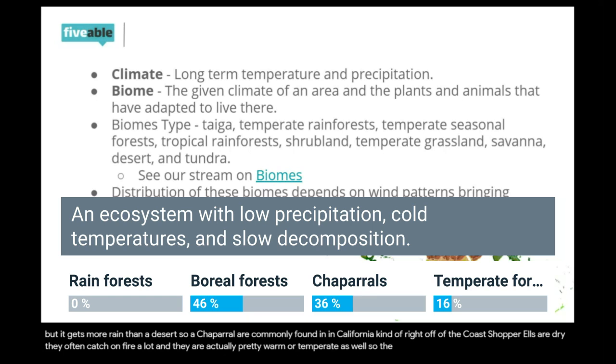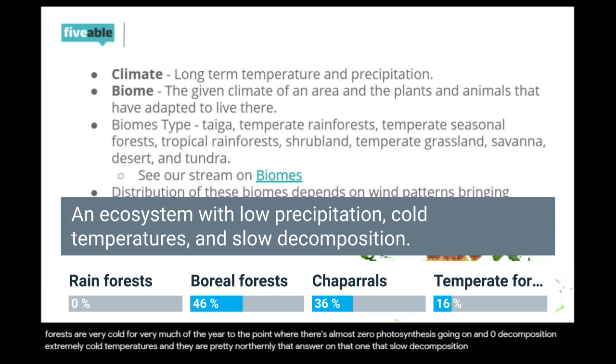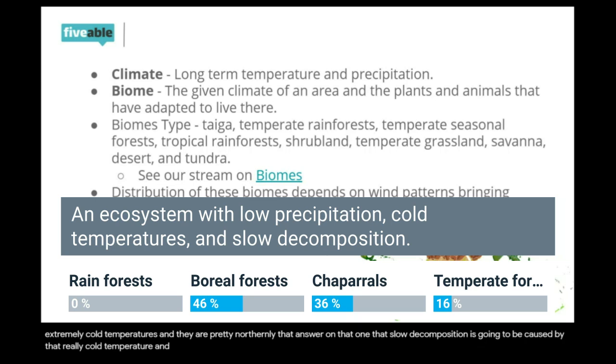So the correct answer is a boreal forest. Boreal forests are very cold for very much of the year, to the point where there's almost zero photosynthesis going on and zero decomposition, extremely cold temperatures, and they are pretty northernly forests. So again, that answer on that one, that slow decomposition is going to be caused by that really cold temperature and not a lot of rainfall, and that's in the boreal forest.